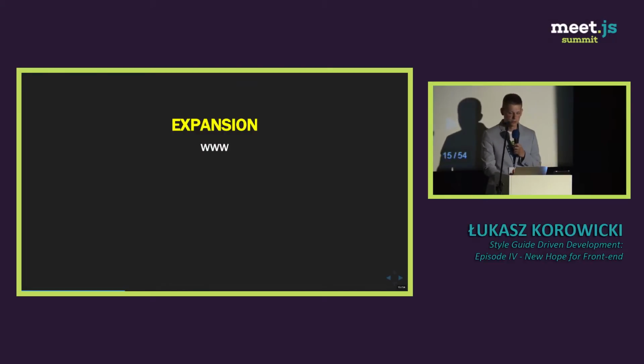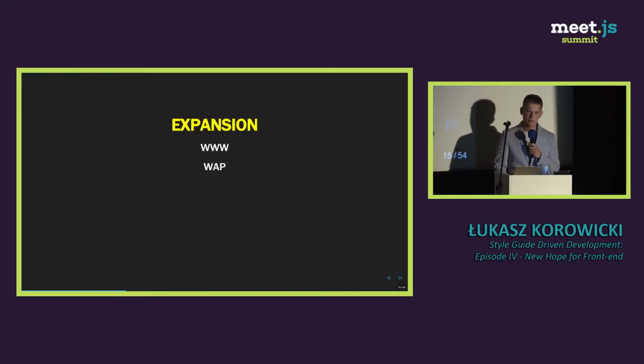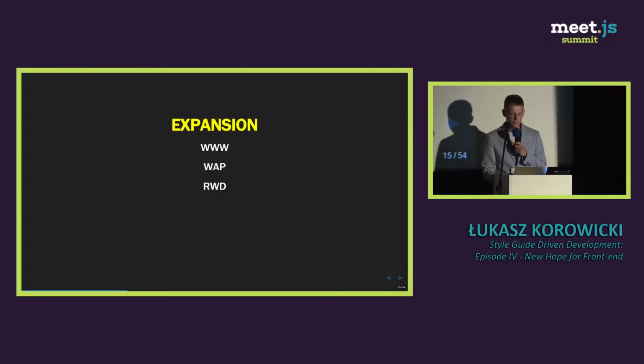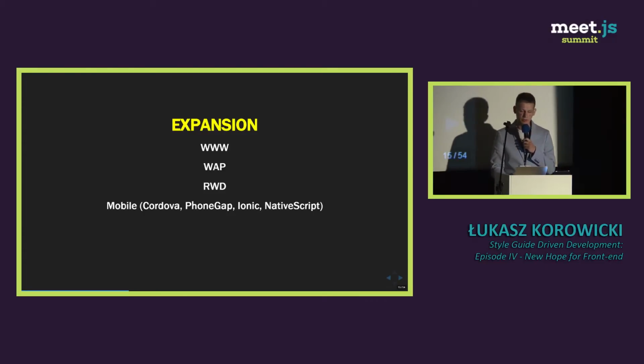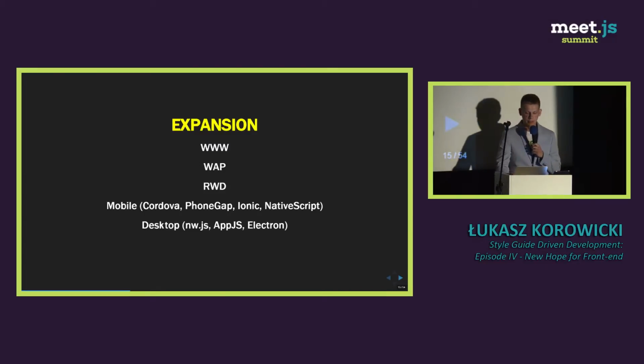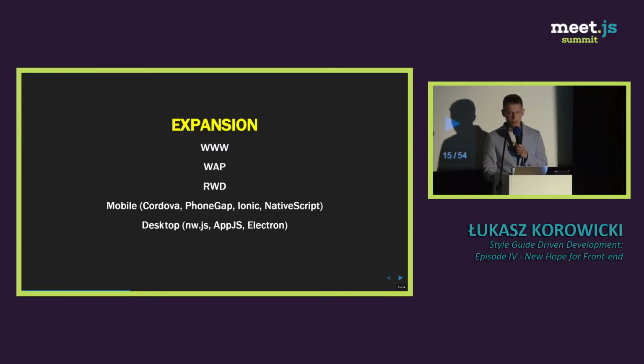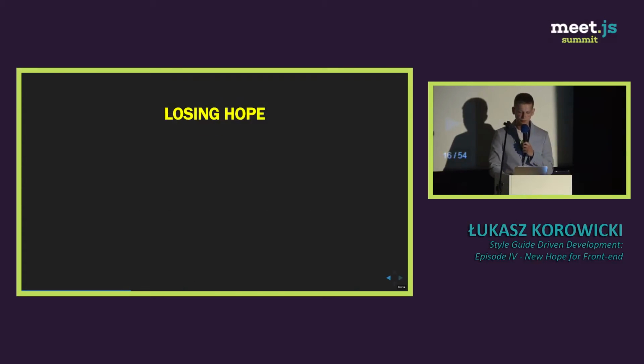First, we have just websites. And then we have wireless, so all mobiles using WAP. Then we had responsive web design, which we're using right now. And thanks to responsive web design, we can also create mobile applications using Cordova, PhoneGap, Ionic, or native script. And there's also the possibility to create desktop applications with NW.js, app.js, and Electron.